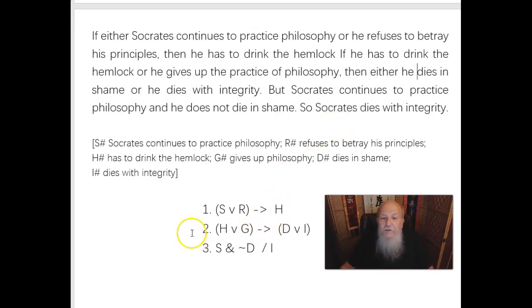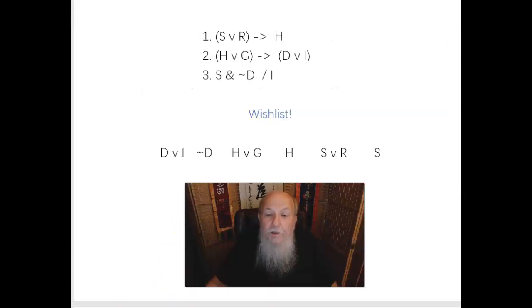Now there's our translation. Premise 1, if S or R, then H. Premise 2, if H or G, then D or I. Premise 3, S and not D, therefore I. So let's think backwards and make a wish list. I want an I. So if I had D or I by itself and a not D, I could get an I. Well, I got a not D there, so I can check that off.